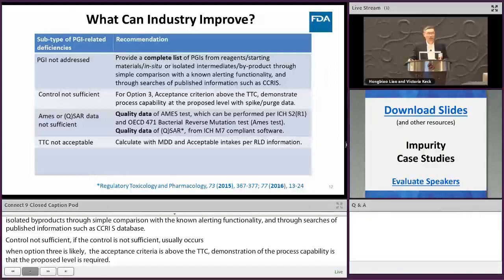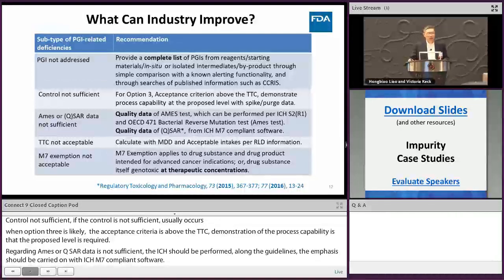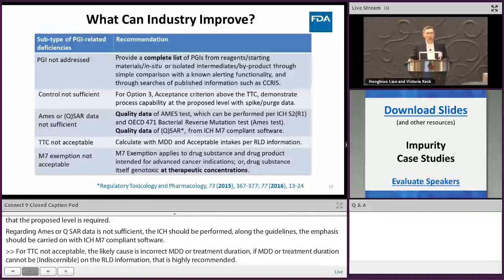For TTC not acceptable, the likely cause is incorrect MDD or incorrect treatment duration. If MDD or treatment duration cannot be located in ROD label, communication with your underlying applicant or submission of controlled correspondence is highly recommended. The last one is M7 exemption not acceptable. M7 exemption applies to drug substance and drug product intended for advanced cancer indications, or when the drug substance itself is genotoxic at therapeutic concentrations.